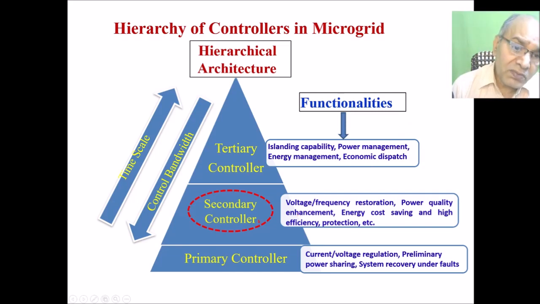And from the control point of view, the control bandwidth increases from this to this. Because as you move from the grid to the microgrid, the switching devices are involved and the requirement for bandwidth is more. Time scale wise, it is opposite. The higher the bandwidth, the smaller the time, and more time is required for the lower bandwidth. So the time scale increases on this side, but control bandwidth increases from this to this side.